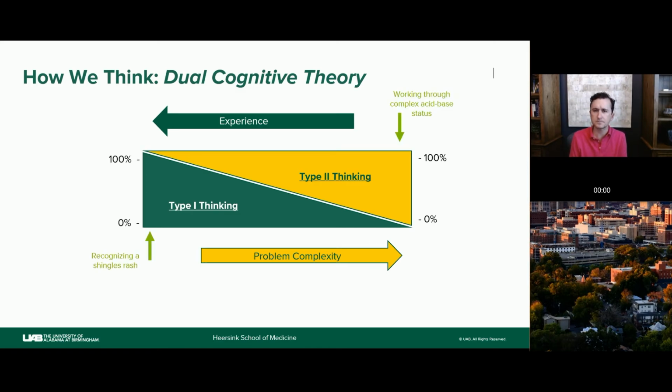So working through a complex acid-base status problem often takes a lot of effort, and it's deliberate and it's analytical, and you use a lot of type 2 thinking. On the other hand, recognizing a shingles rash is done almost instantly, and it's done subconsciously. If you've seen a few, they're easy to recognize, and you don't really have to think about it. Okay? Now, I do want to point out that this theory does not just apply to making a diagnosis.